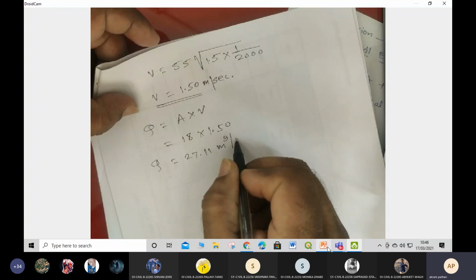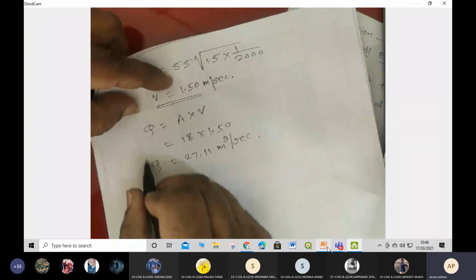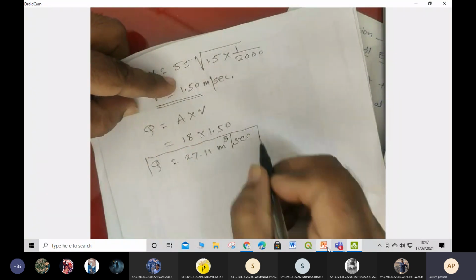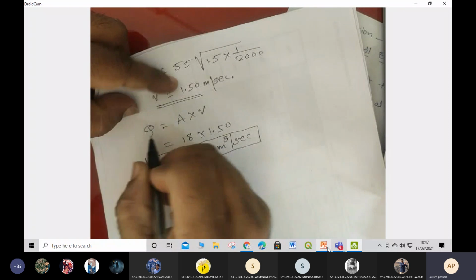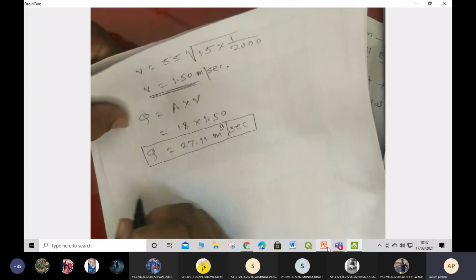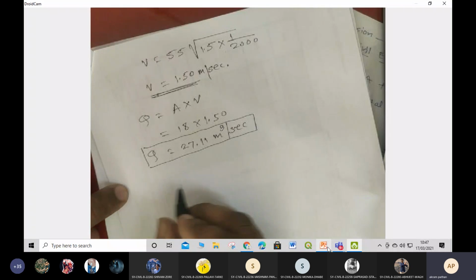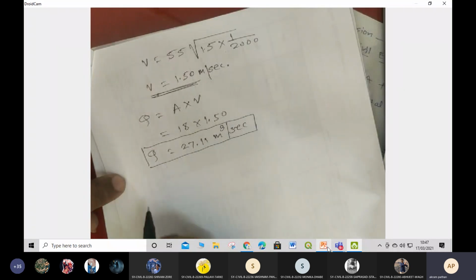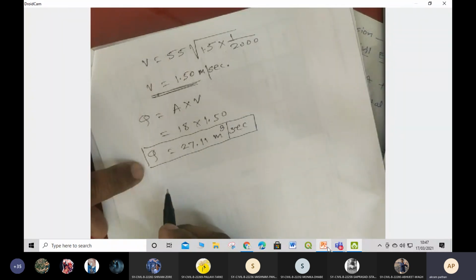27.11. Okay. So Peter, you have calculated 27.11. So this is the discharge and this is the velocity we have calculated. So this is the step by step procedure to calculate the velocity and the discharge.